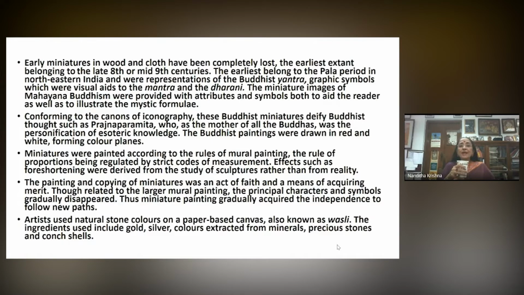And conforming to the canons of iconography, these Buddhist miniatures would deify Buddhist thought, such as Prajna Paramita, the universal mother, the mother of all the Buddhas, and she was a personification of esoteric knowledge. The Buddhist paintings were drawn in red and white. Miniatures were painted according to the rules of mural painting, the same rules. So proportions were exactly on the Tala system of mural painting. Effects such as foreshortening were derived from the study of sculptures rather than from reality.